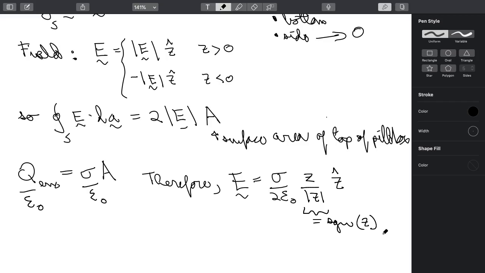Yeah, there's no sense of distance from the plane. It doesn't depend on Z. But does that make sense? Yes, because my plane is infinite, right? So indeed, the field of an infinite plane is absolutely independent of the distance from the plane.